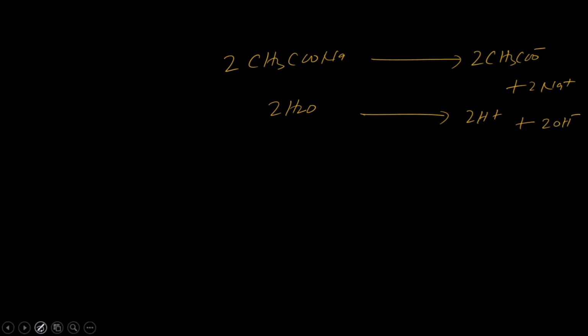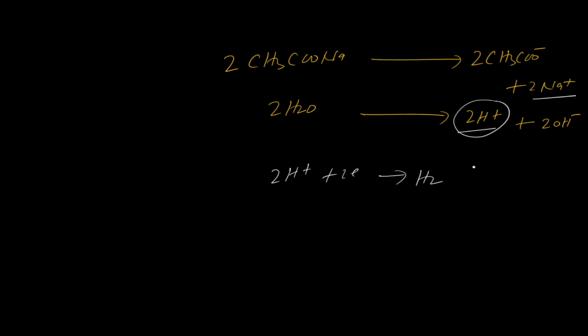Now have a look here. If you remember, I told you there are two cations and two anions. Which is of less discharge potential will deposit first. Between sodium and hydrogen, the discharge potential of hydrogen is less. So hydrogen will take the electron to get converted, we give preference to hydrogen, and it will be liberated in the form of H2.